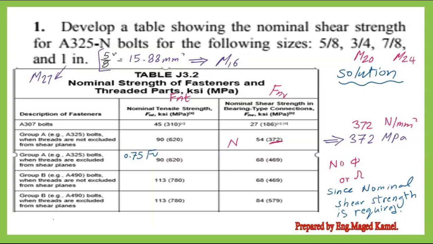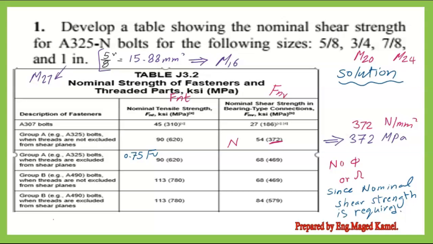It is required to develop a table for the nominal shear strength for A325N for 5/8 inch, 3/4 inch, 7/8 inch, and 1 inch. I have modified the problem to develop a table for the nominal shear strength for A325N for M16, M20, M24, and M27. These metric bolts are slightly higher in the area, as we have discussed earlier, than the bolts in inches.